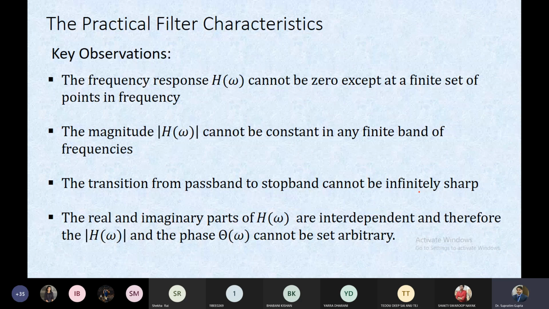The very basic reason for that is the inertia of the system. So we cannot do it, and because of that we'll have some oscillations also. Then the real and imaginary parts of H(omega) are interdependent, and therefore the amplitude and the phase cannot be set arbitrarily. Okay, whatever I am summarizing here is all available in the book by Proakis and Manolakis. So if you want to know why these statements are given, you need to go through that book, in the filter design sections.